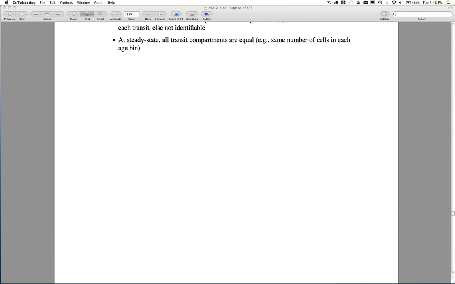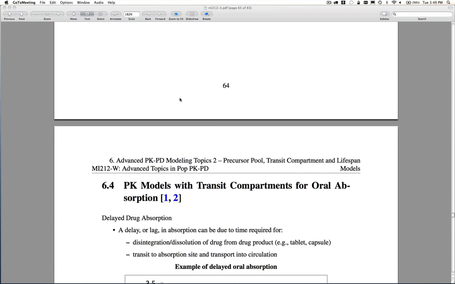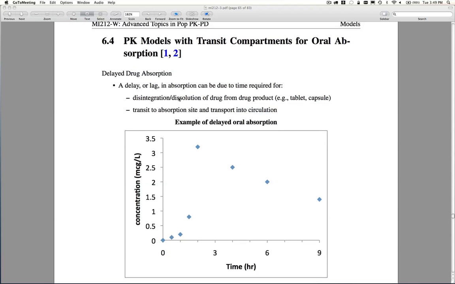I just realized I missed an earlier question. Question is, if there are delays, tolerance, and rebound happening together, could we use a combination of both the transit compartment model and precursor model? Absolutely. There are several published examples of this, and in fact, the assignment at the end of this lecture is sort of predicated off of that. Although it's not entirely a precursor pool model, it's a combination of the theories of precursors and transits.